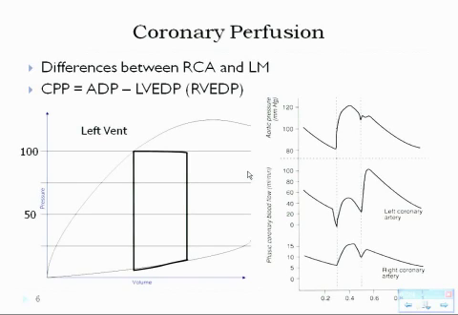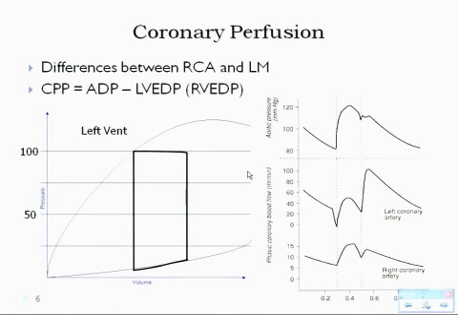But the other way you could look at this is, if I want to look at coronary perfusion pressure to the right ventricle, what I would use as my perfusion pressure difference would be ADP, which is what's originating from the aorta, minus, in this case, your right ventricular end diastolic pressure. And your right ventricular end diastolic pressure is a lot lower than it is in your left ventricle.